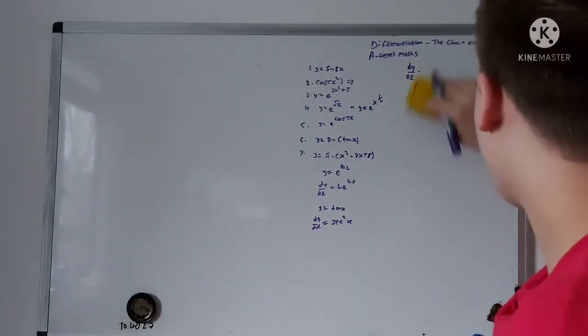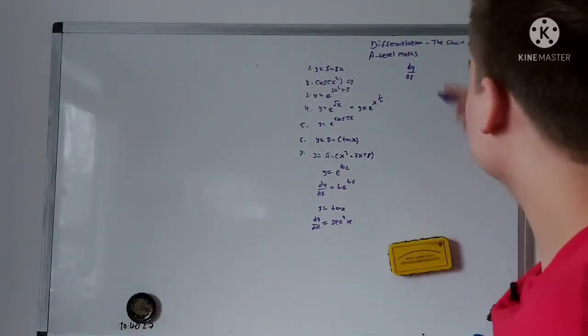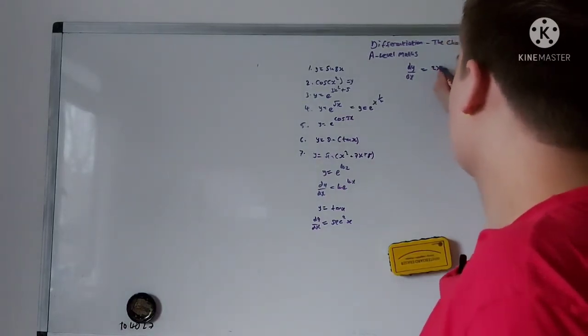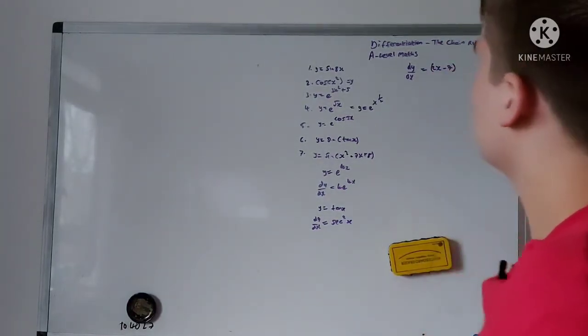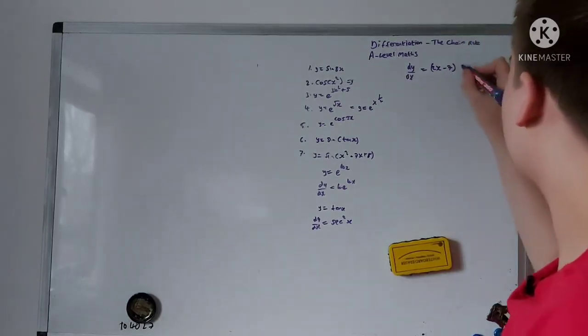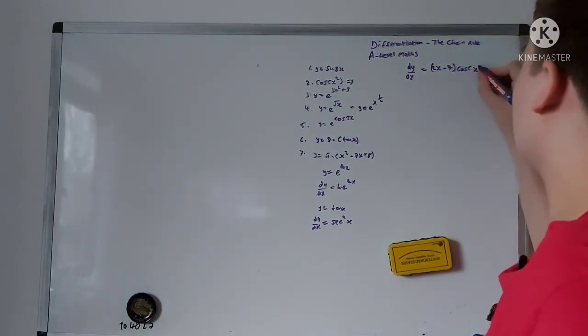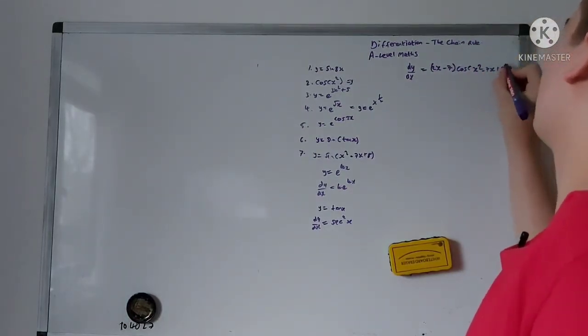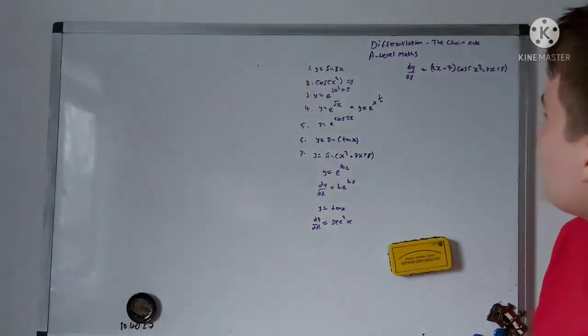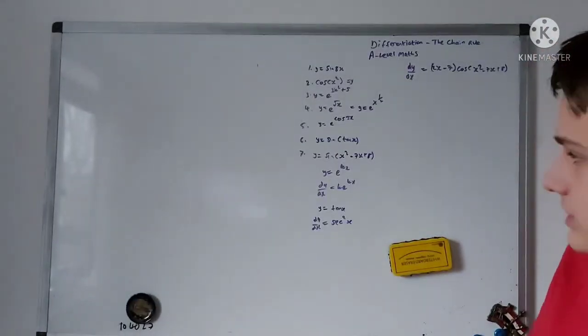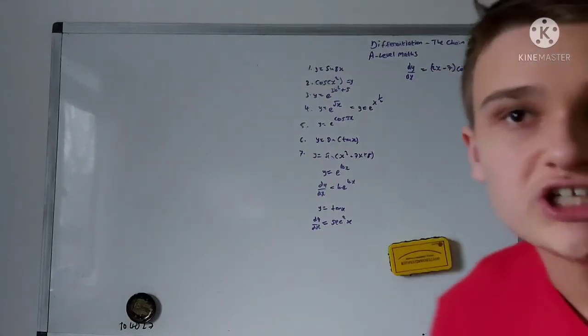And the last one, we get 2x minus 7 multiplied by cosine of x squared minus 7x plus 8. And that is how we can differentiate each of these functions using the chain rule.